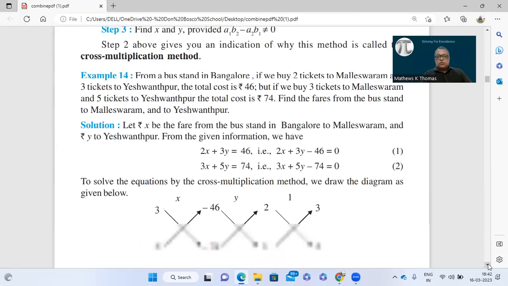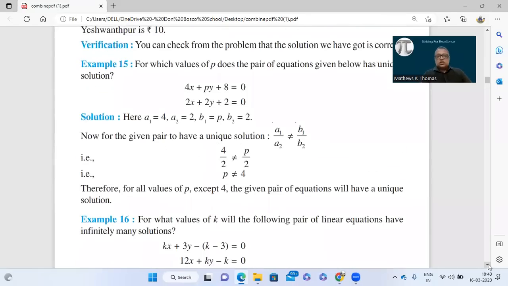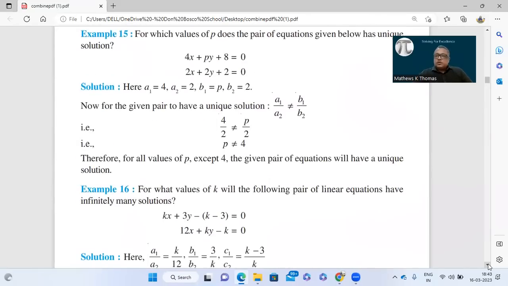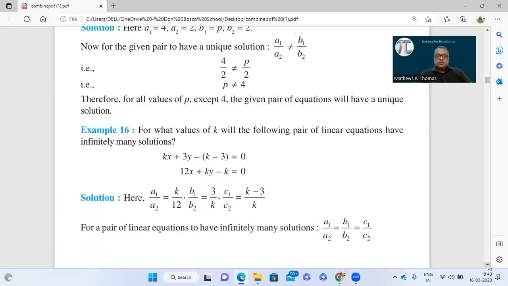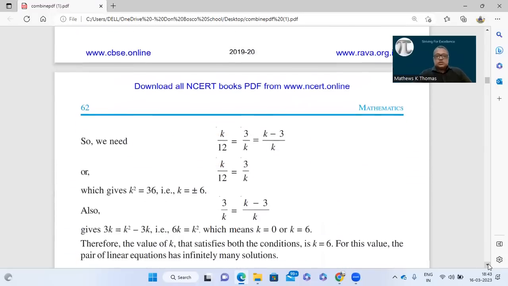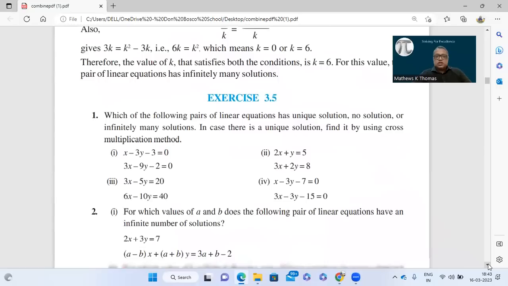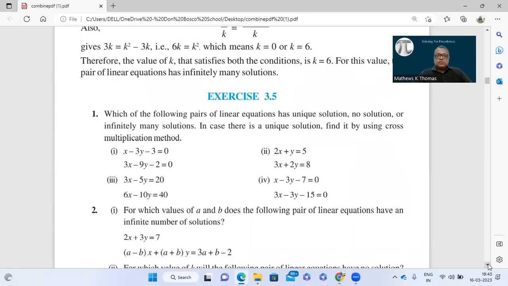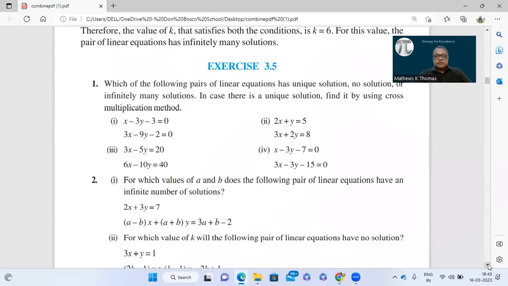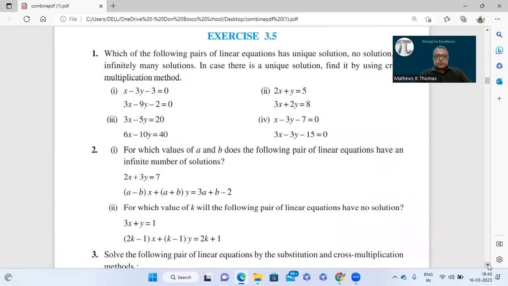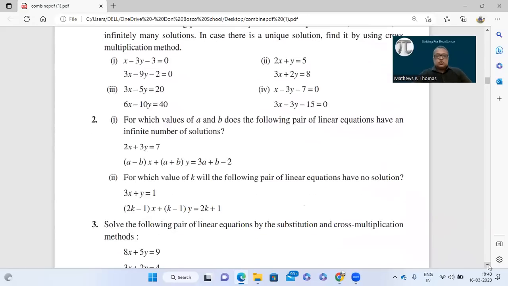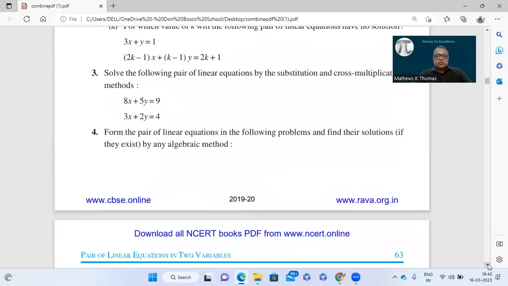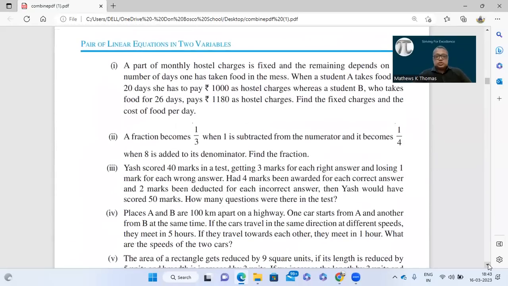And further, when you go through this, here finding the value of P for unique solution, kindly mark this example 15 important. Unique is when A1 by A2 is not equal to B1 by B2. And then you will cross multiply and get the value of P. Same with example 16. Mark this question number 16. I hope all of you are having a textbook in hand so that you mark. And as I'm telling you, you will mark this and you will try this later, right? Question number 2, 3.5. Question 2, kindly mark this important. These are all important questions which are likely to be asked.